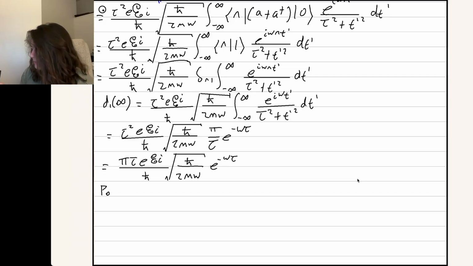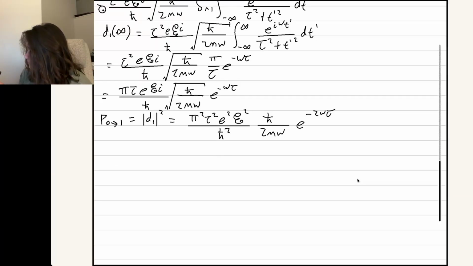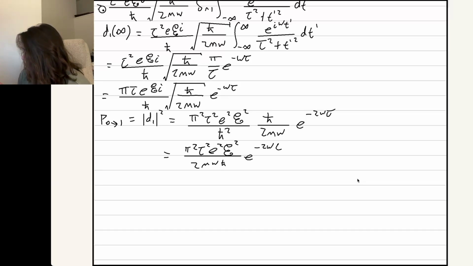And then to find the probability that the ground state transitions into the first excited state, we're going to square this result, the square modulus of that result specifically. That's going to look like pi squared tau squared e squared, fancy e squared, over h bar squared, times h bar over 2m omega, times e to the minus 2 omega tau, and we'll simplify it further. So we have pi squared tau squared e squared, fancy e squared, just over 2m omega h bar, and then we'll have e to the minus 2 omega tau, not t, tau. And I think that is what Shankar got, so we're looking good there. All right.